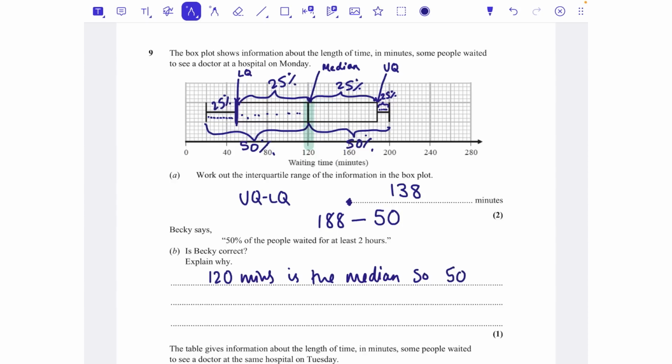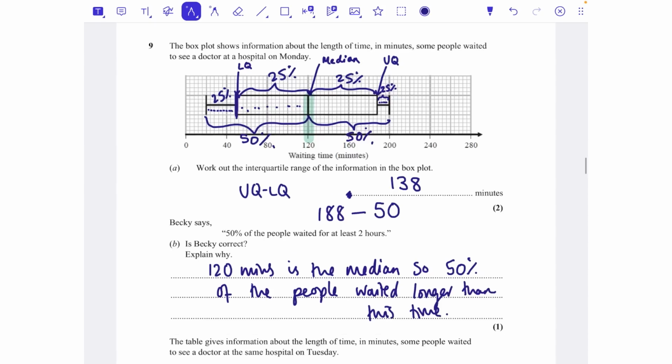So 50% of the people waited longer than this time. So it's because the median's at 120 that we can tell that.